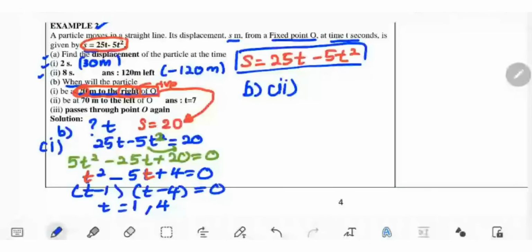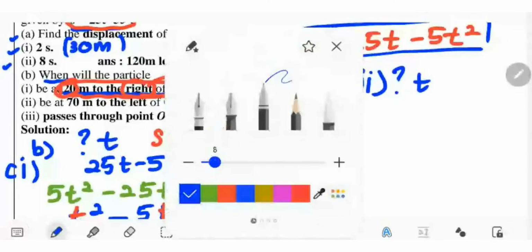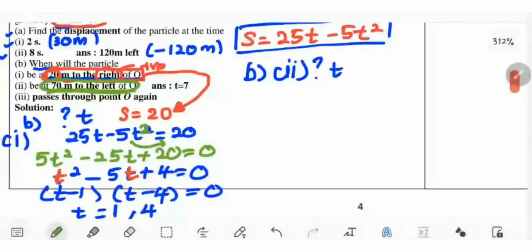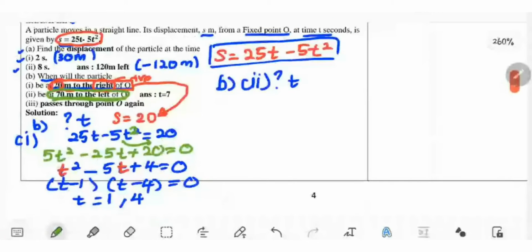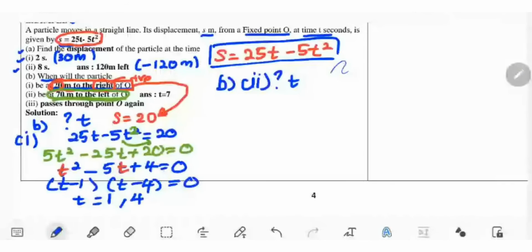Okay, B2. Let's read the question. Lagi sekali the question is T. When means you need to find the T. When will the particle be at? Now the keyword here, 70 meter to the left of O. So what is the symbol to represent 70 meter to the left of O? How to write the symbol? Negative 70, teacher. Yes. You write S equal negative 70. So once again, use the function S given there.